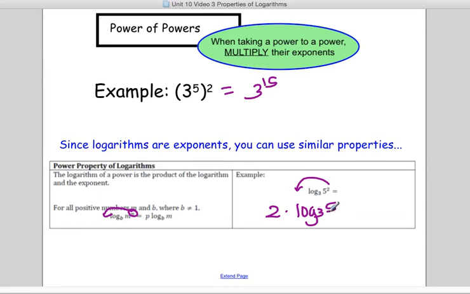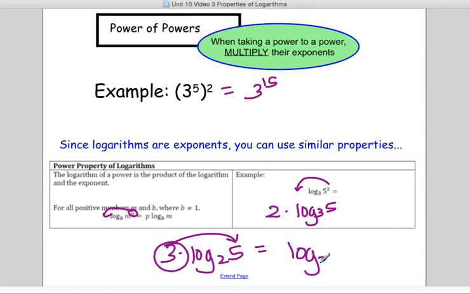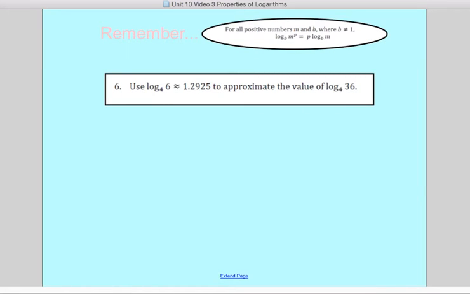Logs are extremely helpful for the fact that you can take the exponent and put it down in front. Or vice versa. If I have 3 times log base 2 of 5, I can go ahead and take this 3 and put it back as an exponent. And so it'd be log base 2 of 5 to the 3rd. Goes back and forth. You can bring the exponent down in front, or you can put the exponent back where it came from.